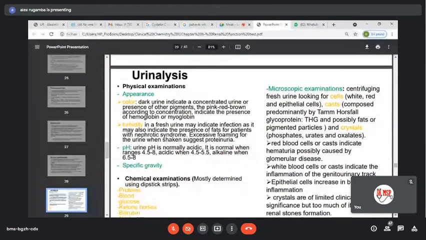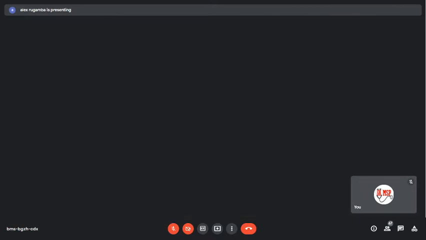You may also see the white blood cell. The white blood cells, what do they indicate in the urine? Like infection? Yes, infection, and inflammation. So if there is an infection, then there will be the response of the white blood cell, the response of the immune cell, the immune system.